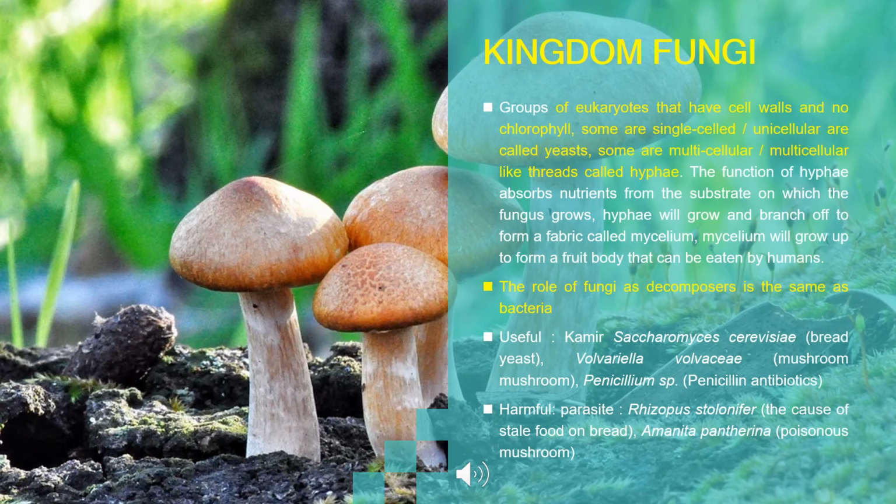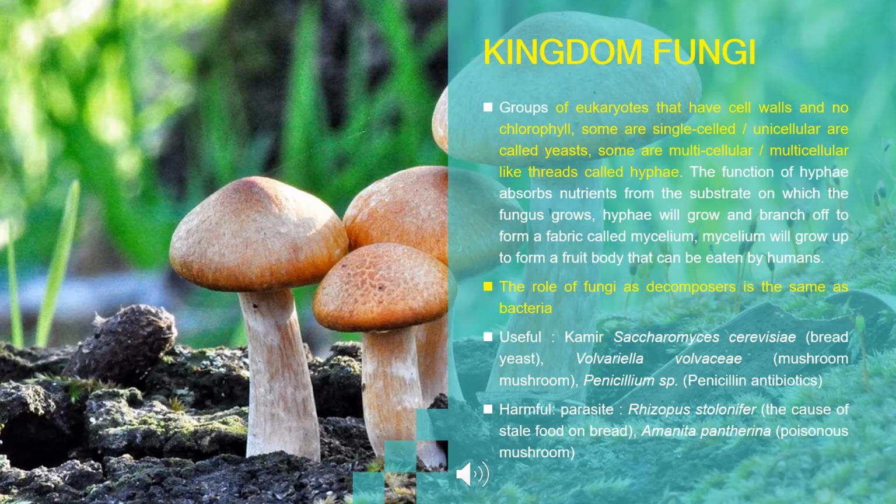Move on to the next kingdom, which is Kingdom Fungi. Groups of eukaryotes that have cell walls and no chlorophyll. Some are single cell or unicellular, called yeast. However, some are also multicellular, with thread-like structures called hyphae. The function of hyphae is to absorb nutrients from the substrate on which the fungus grows. Hyphae will grow and branch off to form a fabric called mycelium. Then, mycelium will grow up to form a fruit body that can be eaten by humans.